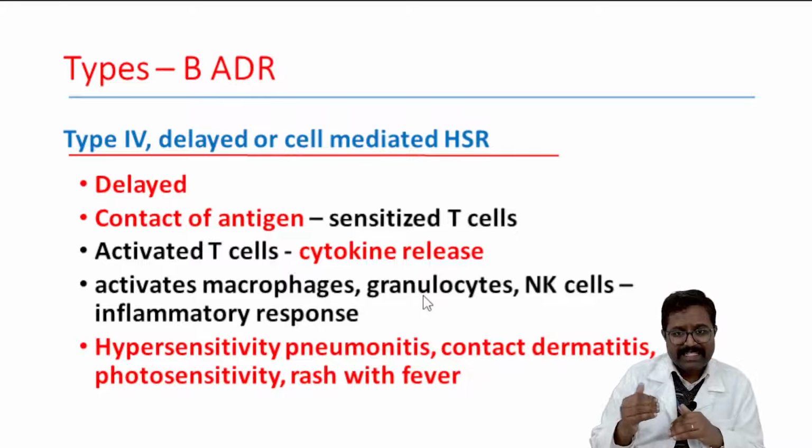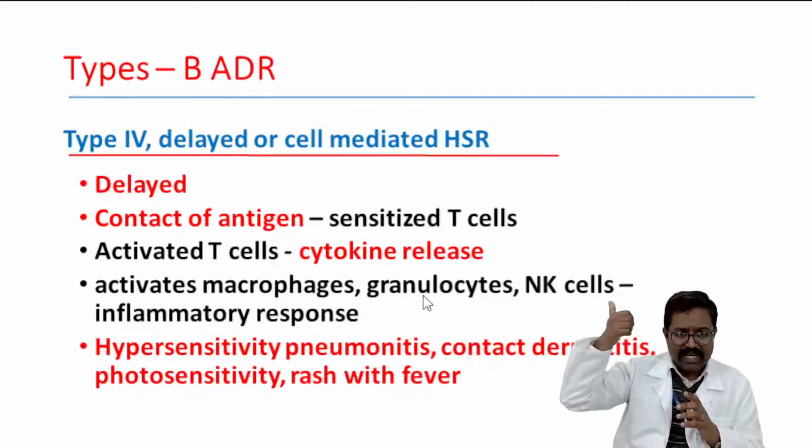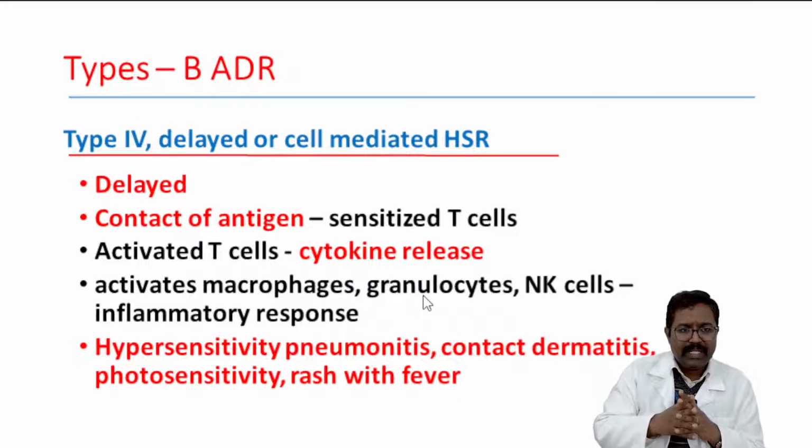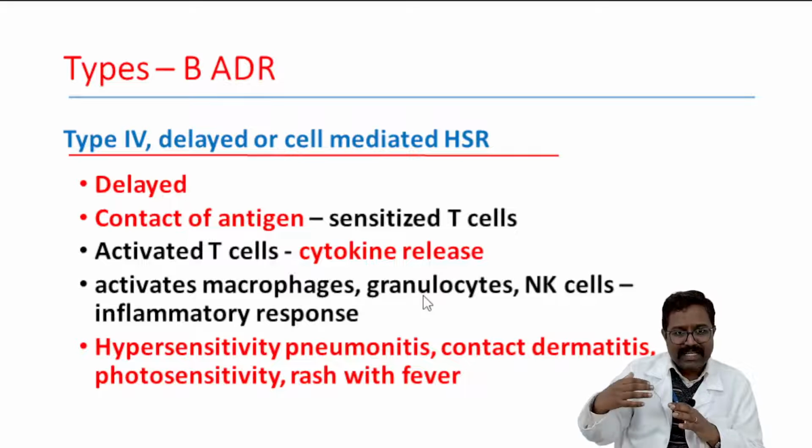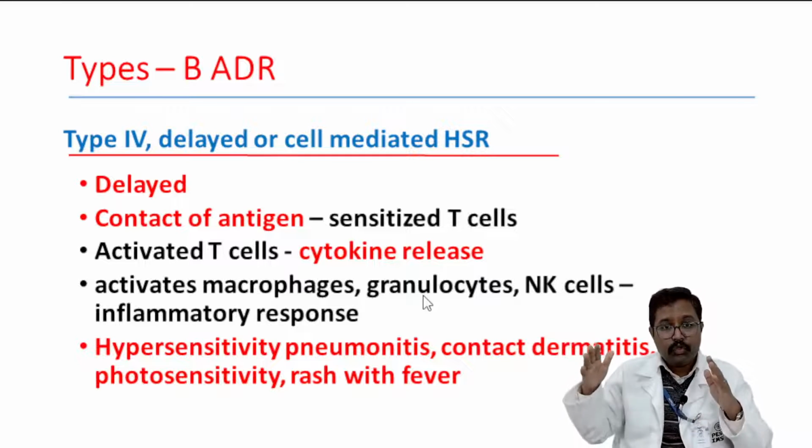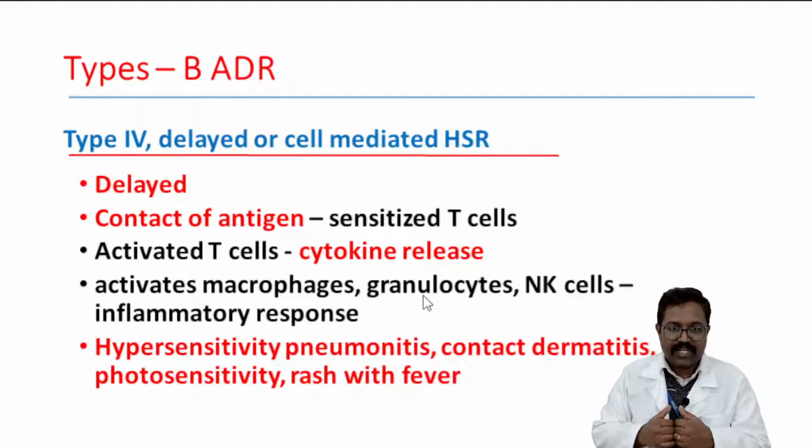The released cytokines like interleukins and tumor necrosis factor will activate the macrophages, granulocytes, natural killer cells, and even other inflammatory mediators, leading to the inflammatory responses. Examples for delayed hypersensitivity reaction are contact dermatitis, hypersensitivity pneumonitis, photosensitivity, and rash with fever.